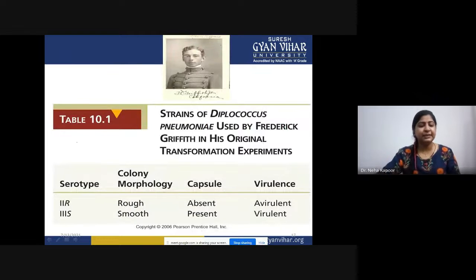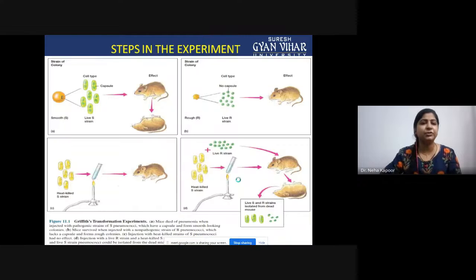In that case, this is the thing. Colony morphology: R2 is rough and S3 is smooth. Capsule: it is absent in case of rough and present in case of smooth. In case of virulence, S strain is virulent and R strain is avirulent, that is non-pathogenic.